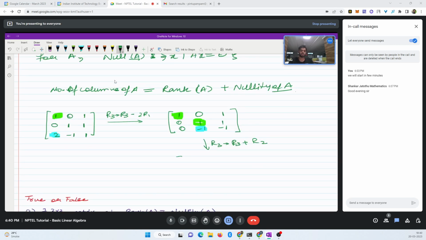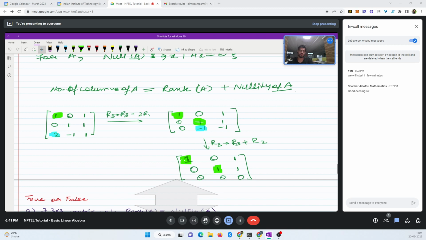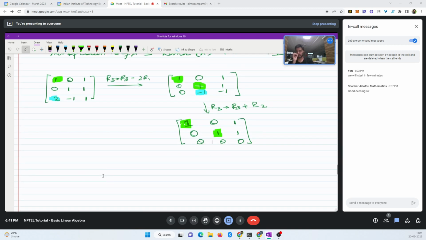Okay. So what do we obtain with this? We get 1, 0, 1, 0, 1, 1, 0, 0, 0. So how many pivot elements do you see? You see 2 pivot elements over here. Okay. So what is the rank of A? It is 2.